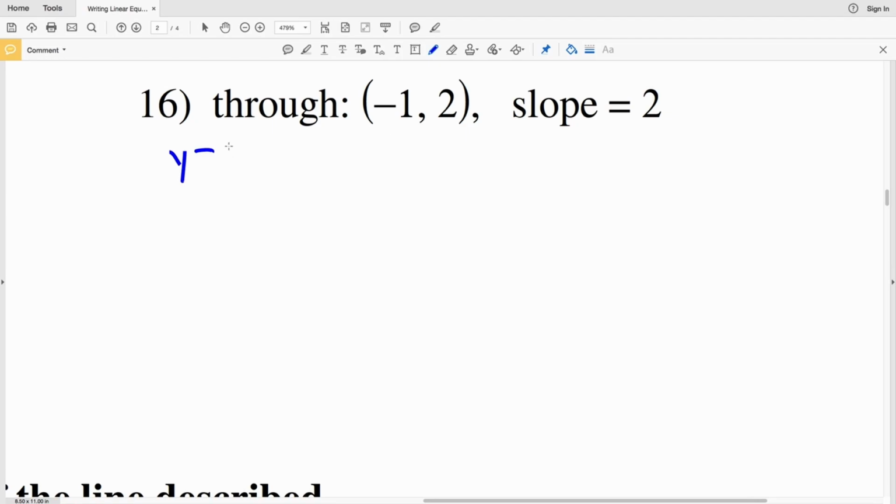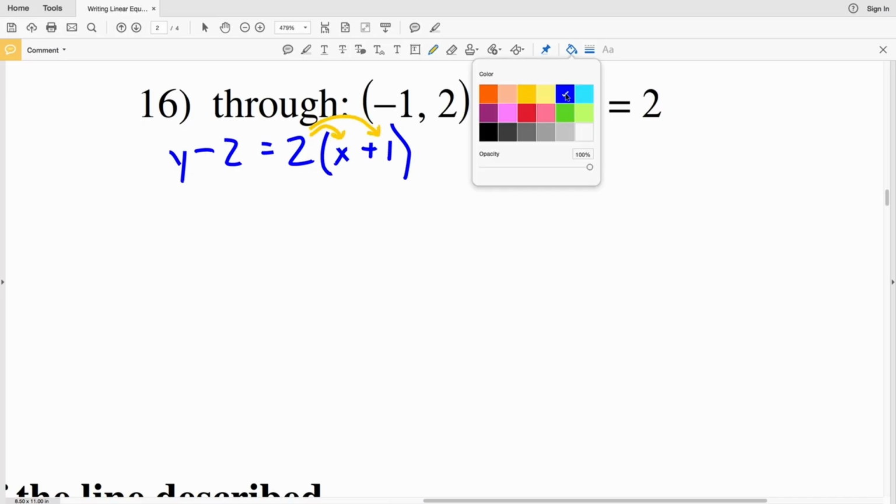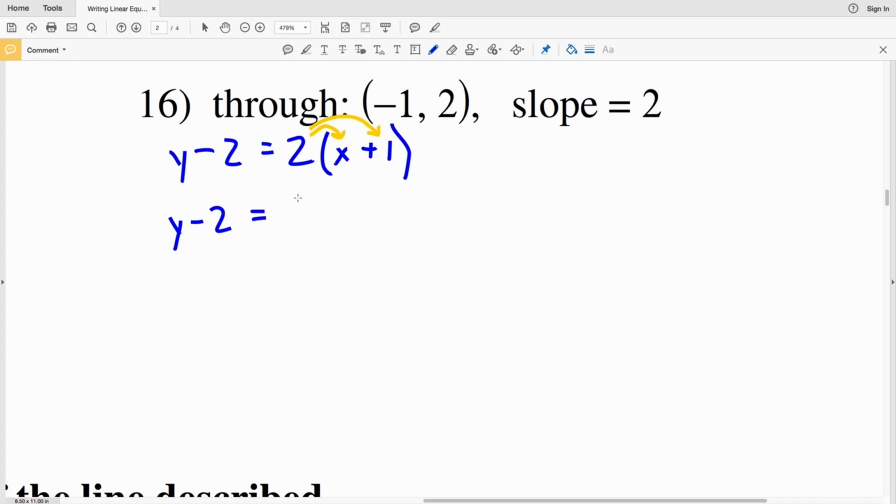y minus y1 is y minus 2, and that's equal to the slope 2 times x minus x1, which will be x plus a positive 1. Distributing that 2, we'll have y minus 2 on the left-hand side equal to 2x plus 2 on the right. Now, in all the previous problems, I've started by subtracting the x. However, the x is already positive in this case, so I'm going to show you a different method, or a different set of steps you can take.